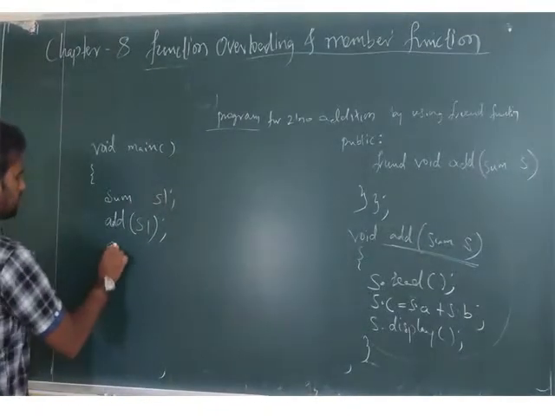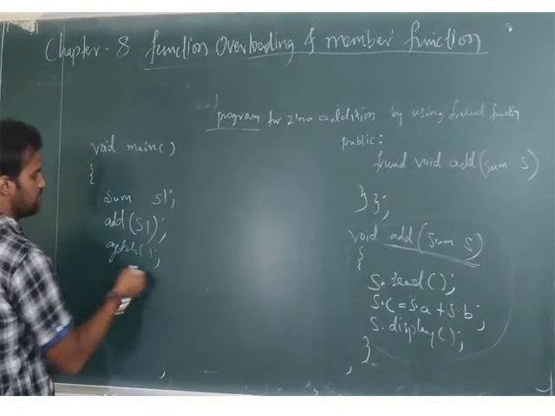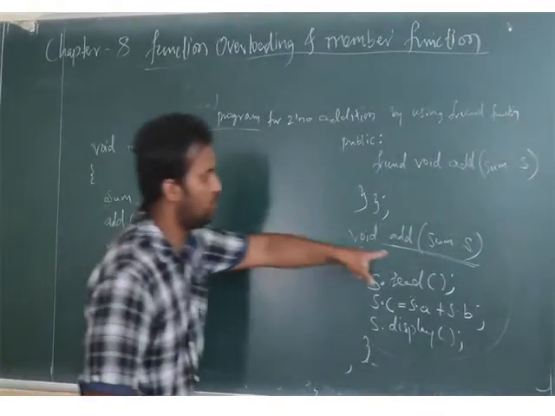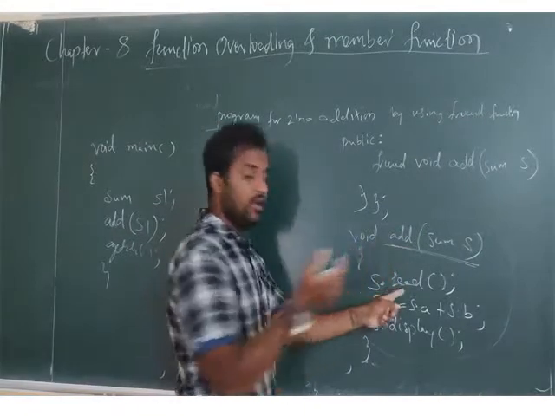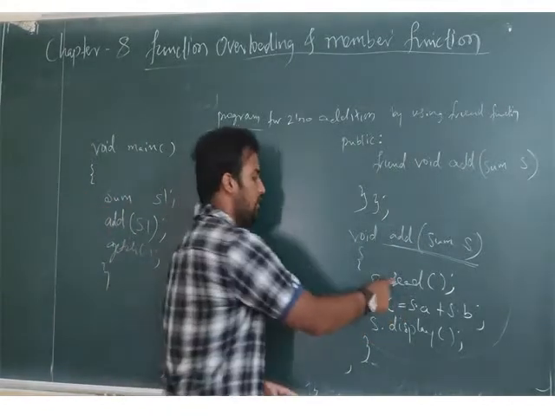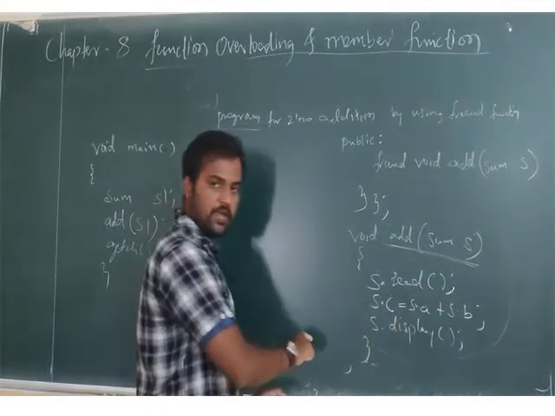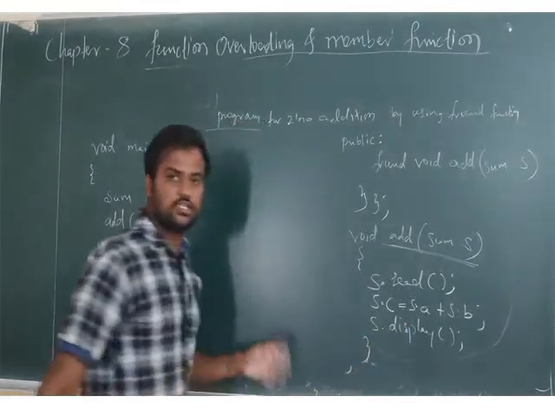This much only. See what it will do. First it comes here, executes add S1. In add it will go here. In add we have the read function I have written in private. Then it will bring all those things here, the A and B values. Then the A and B values will be added. Then at last it will be displayed. Very simple.